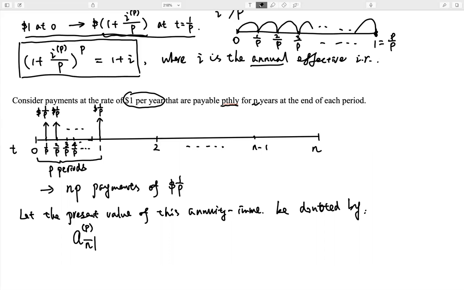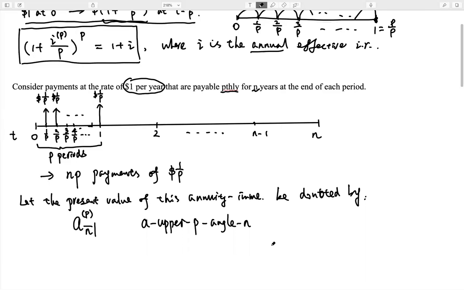P down there. So this is called the P-thly annuity immediate. I already wrote it, so I don't need to write it again. If you want to read this, it's called A upper P angle N. So what's extra is upper P, right? Previously, we have A angle N. That is the present value of this annuity. So obviously, this is the value at time 0, so it will be at this point.